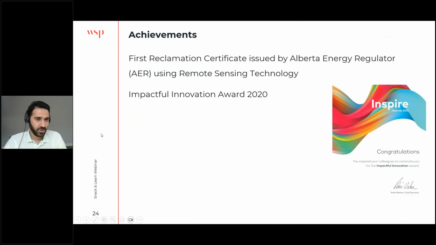After finishing the project, we submitted the report to the Alberta Energy Regulator, and within 1 month, we got the first reclamation certificate using remote sensing technology. We also received the Impactful Innovation Award in 2020, I believe among 3,000 nominations.